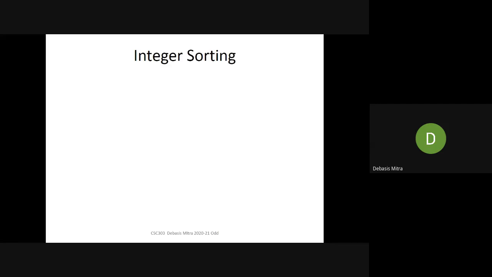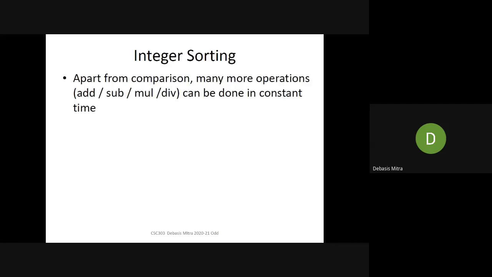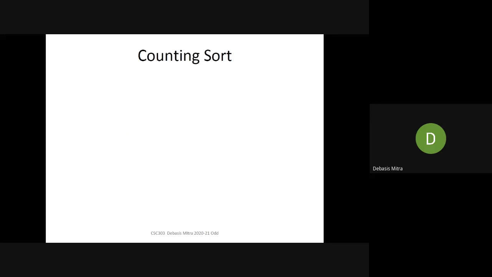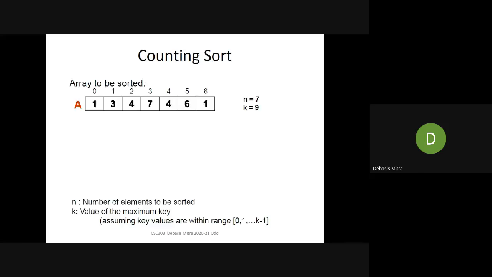So in integer sorting, apart from comparison, many more operations can be done in constant time. So we'll be able to use that to get better running time. And counting sort is one type of fundamental integer sort. Sometimes a variant of counting sort is known as bucket sort also. So the idea is something like that.